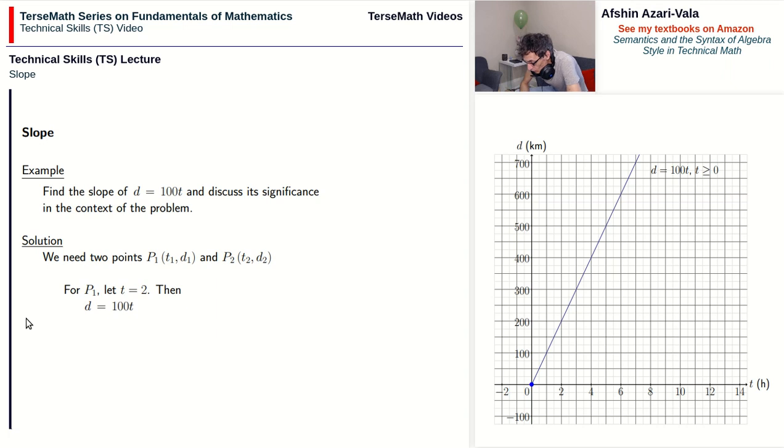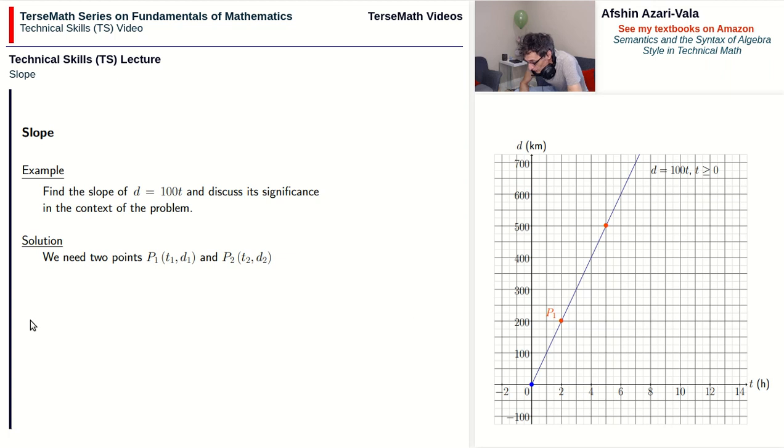So d is equal to 100t, and with t being equal to 2, then d is equal to 200 kilometers, and therefore we have 1 point, which is P1 at 2 and 200. And this point is shown here. The point is at 2 and 200. Okay, let's find another point.